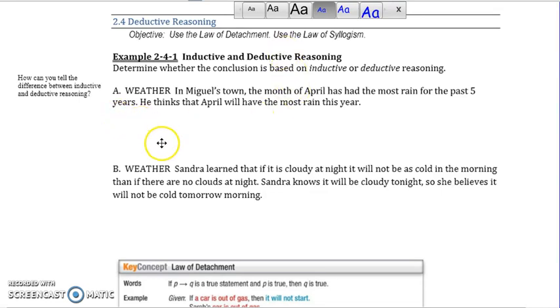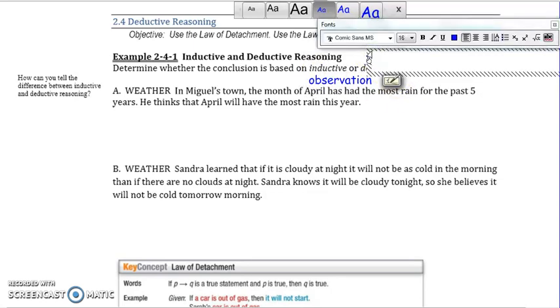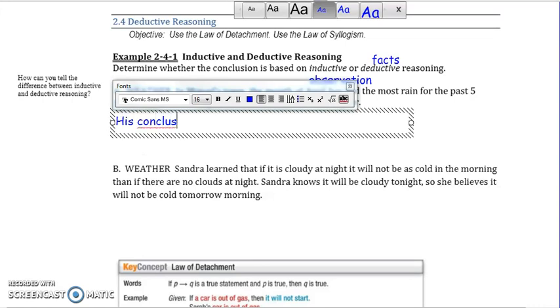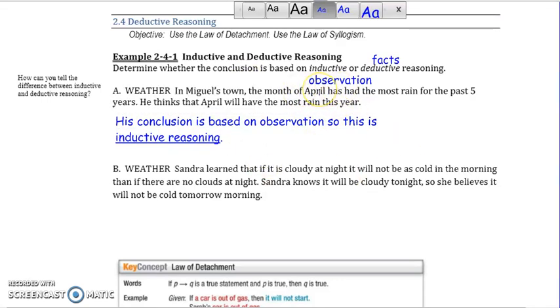For our first example, talking about the weather: in Miguel's town, the month of April had the most rain for the past 5 years. He thinks that April will have the most rain this year. Is he using inductive or deductive reasoning? When we talk about inductive, we're looking more at observation. When we talk about deductive reasoning, we're looking more at facts. For this example, his conclusion is based on observation, so this is inductive reasoning, because he thinks it's going to rain more because April last year had more rain.